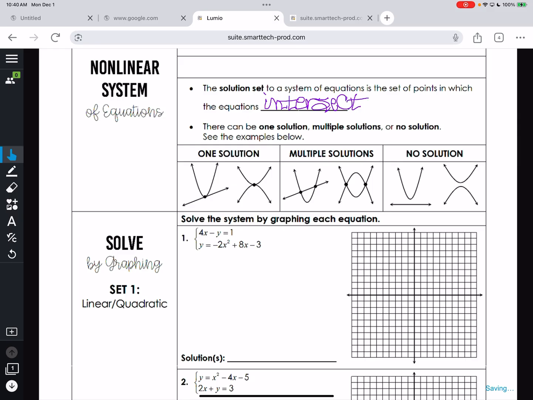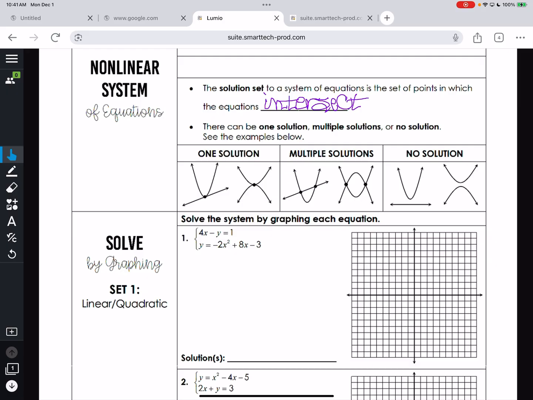You can have one solution, which means they just cross one time. You could have two or more solutions, or maybe they never cross, and so you would have no solution, which means they're parallel or they're doing opposite things with each other. So to graph, remember we're still looking at opposite b over 2a and figuring out what the parameters for the parabola would be.